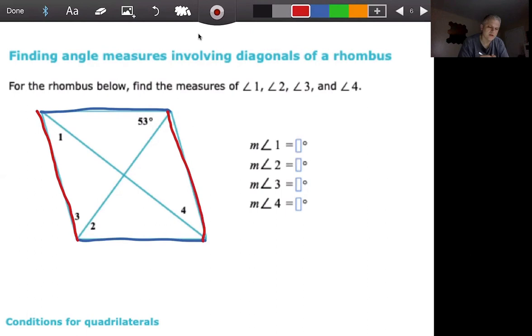So 2 parallel lines crossed by a transversal, alternate interior angles are congruent. So that immediately tells me that this angle is 53 degrees. Guess what? There's one more super cool thing about the diagonals of a rhombus. Okay, so super cool things about diagonals of a rhombus.